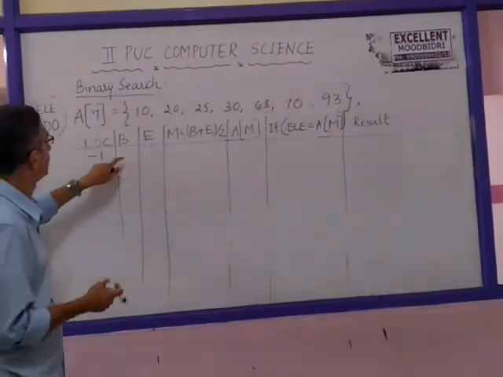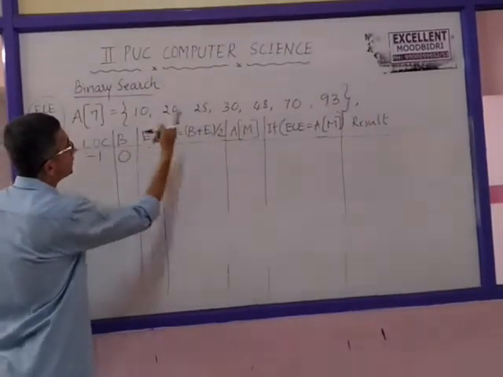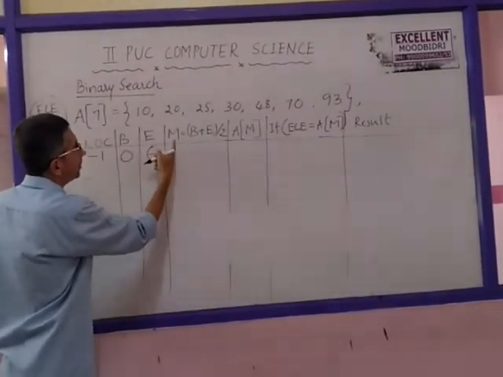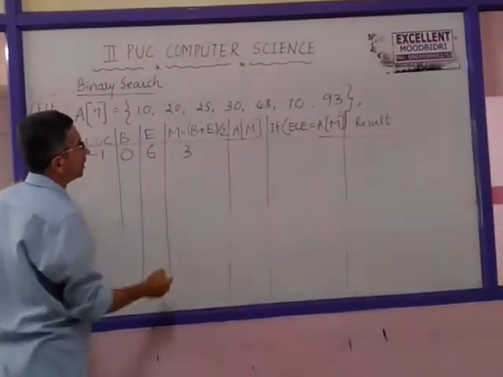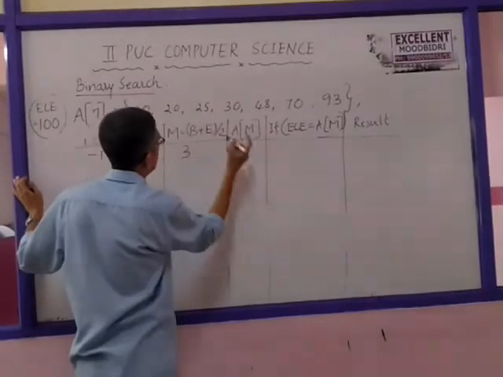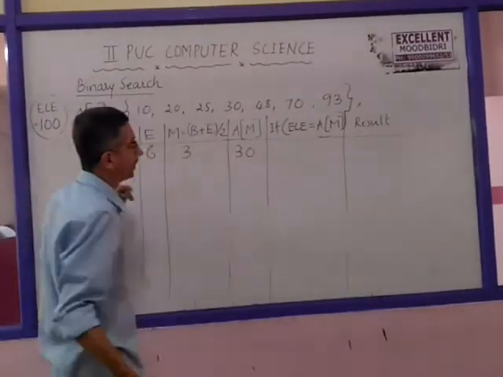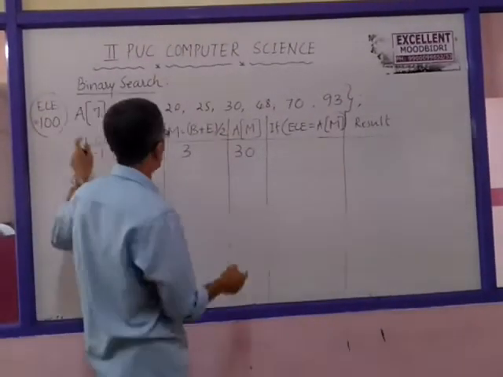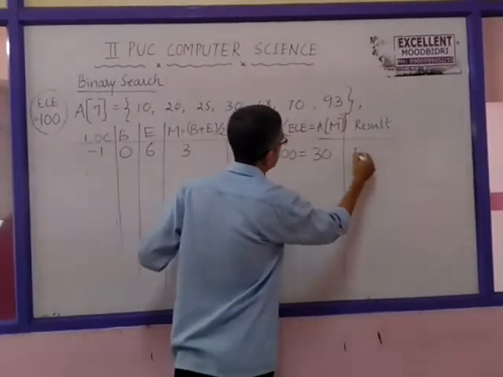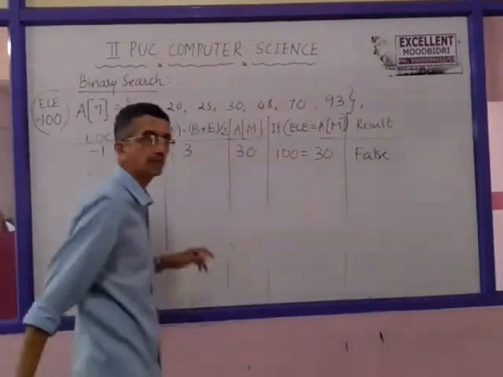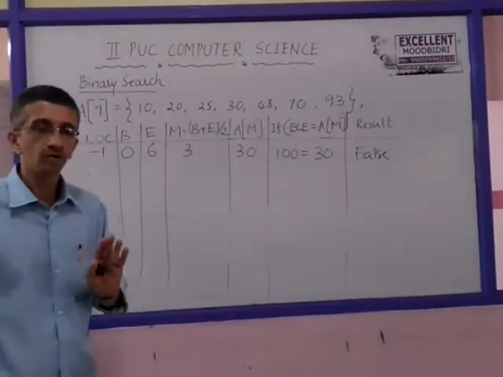Search element is 100. We start from the beginning. Location is initially -1. Beginning is first 0. End is n-1, it is 6. Mid is 6 plus 0 by 2, it is 3. A of mid is 0, 1, 2, 3: 30. Now compare. If element is equal to, element is 100. 100 is equal to the mid item 30? No, false.